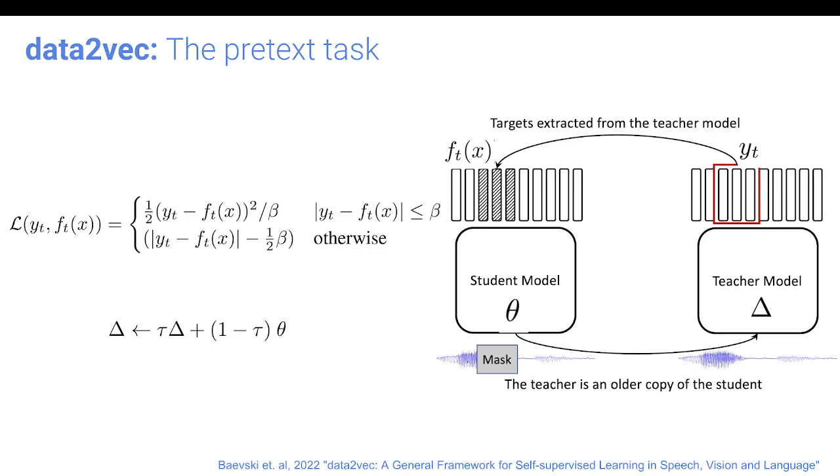Also, you take the targets yt from the teacher model that takes the unmasked input and use them as targets for the contextual representations produced by the student model. The smooth L1 loss is being used here. Using the hyperparameter beta, within smaller differences between the targets and the predictions, you apply the L2 loss. Otherwise, you apply the L1 loss.